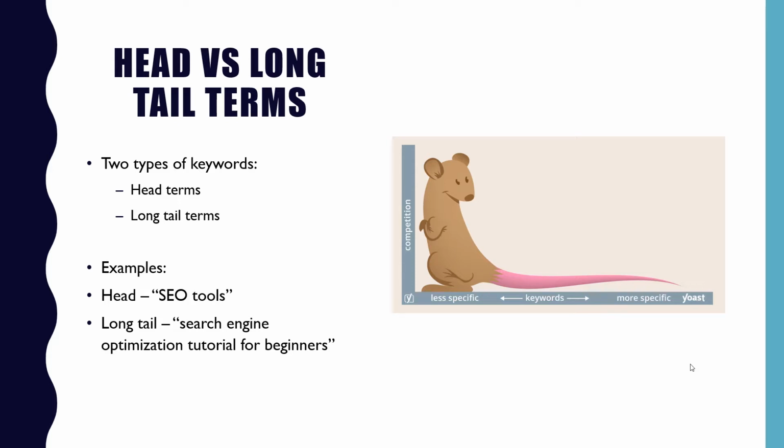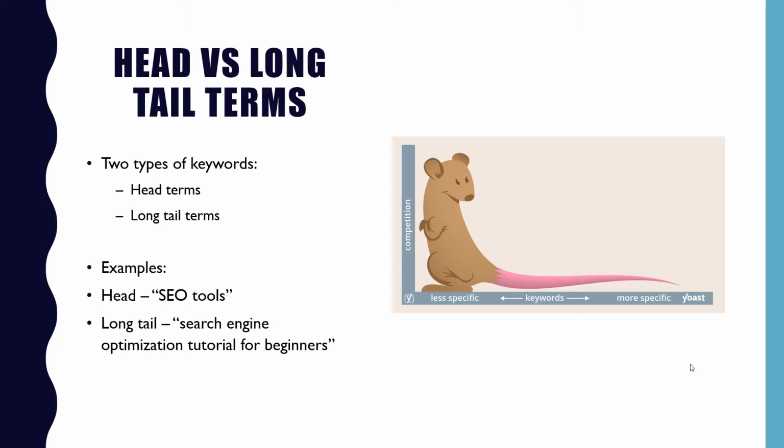So here I have some better examples. SEO tools being a head term. That one is going to have a lot more competition. It's going to be used more frequently. Then you have a long tail: search engine optimization tutorial for beginners. So this is going to help you get a very specific group.